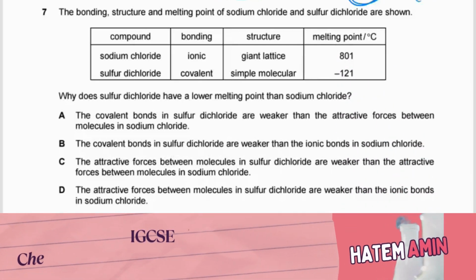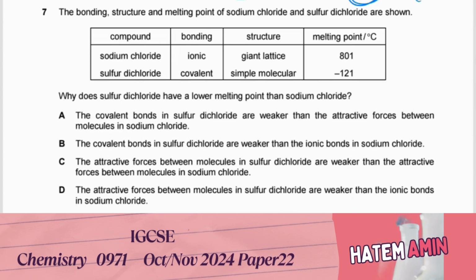The question is, the bonding, structure and melting point of sodium chloride and sulfur dichloride are shown, as we see here in this table. Sodium chloride bonding is ionic and sulfur dichloride is covalent. The structure here is giant and that one is simple molecular. As we see here, the melting point for sodium chloride is 801 and for sulfur dichloride is minus 121.